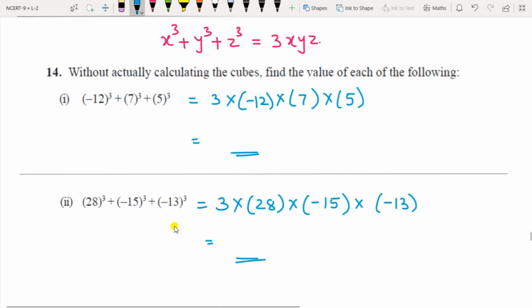Question 14 is: x cube plus y cube plus z cube equals 3xyz, that we have to prove. So the numbers have been given: minus 12 cube plus 7 cube plus 5 cube equals 3xyz. That is 3 into first term, second term and third term. So its total will be here. If you multiply 3 into minus 12 into 7 into 5, you will get minus 1260. Similarly here, 3 into first term, second term and third term. If you multiply all these, you will get 16380 as the answer.